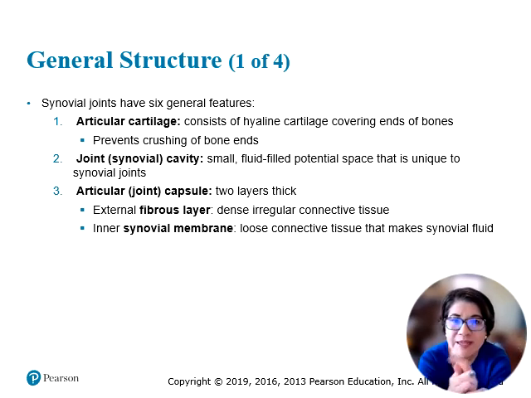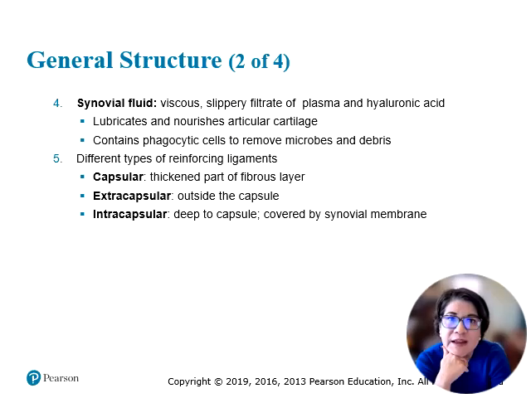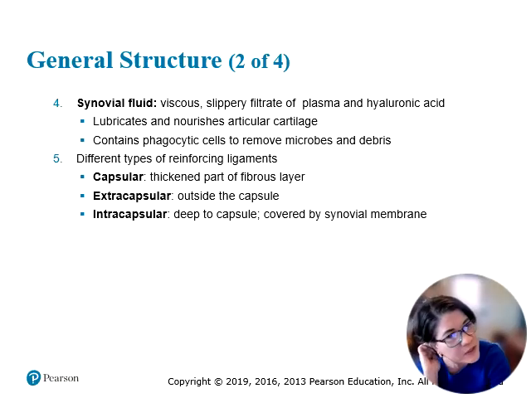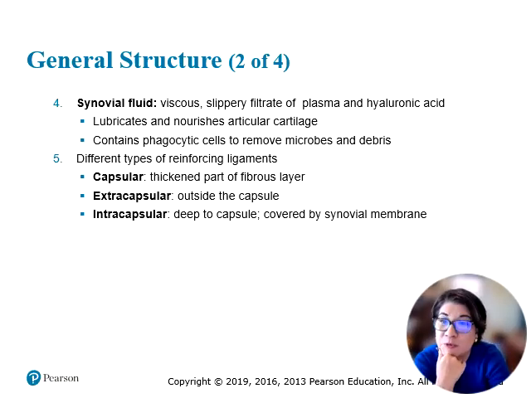And then you have the joint capsule. It's also called the articular capsule. It's 2 layers thick. You've got a fibrous layer and a synovial layer. So you've got a really dense layer and then a loose layer. That's where the synovial fluid is made. And synovial fluid is unique, obviously, to synovial joints. It is viscous, which means it's really thick, like syrup, thicker than syrup. And it's really slippery, so it lubricates the joint. And it also removes microbes and debris.